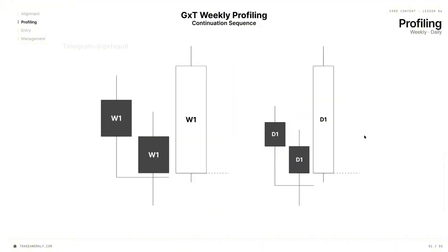Alrighty, so here we are. We're going to be talking about how to profile a higher time frame candle with an aligned swing. So there are 3 sequences to the GXT model. The first one we're going to be covering is the continuation sequence using the weekly as the higher time frame candle and the daily as the aligned swing.